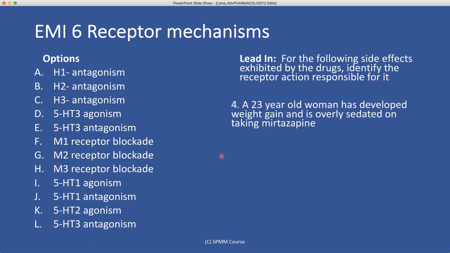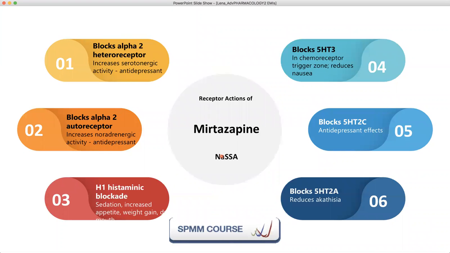Question 4, a 23-year-old woman developing weight gain on mirtazapine. So what is the action of mirtazapine? Mirtazapine primarily blocks the alpha-2 heteroreceptor. This is why it's called NaSSA, noradrenergic and specific serotonergic antidepressant. So the noradrenergic antagonism is blocking the alpha-2 heteroreceptor, which increases serotonergic activity and produces antidepressant effect.